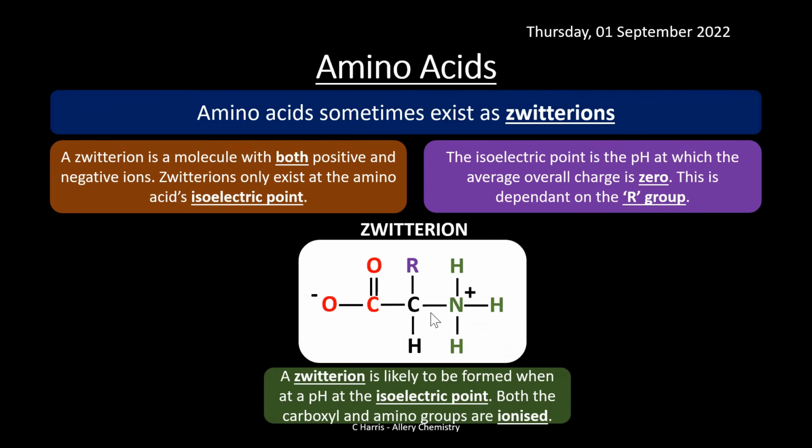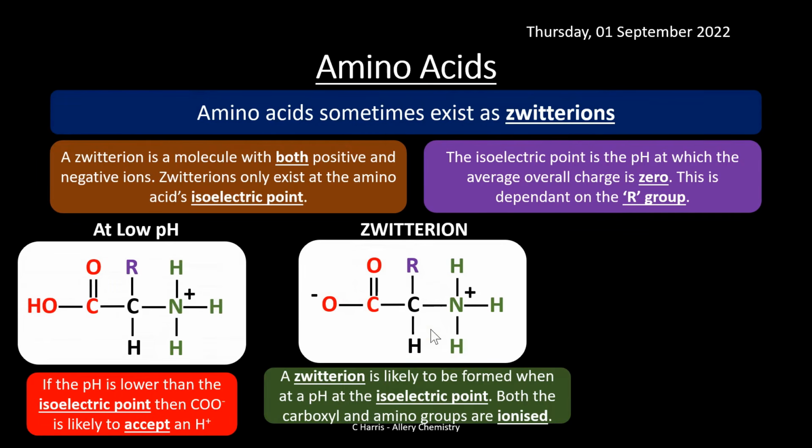And so both the carboxyl and amino groups are ionized. You can see here that you've got your amino group, which has the positive charge, and the carboxyl group has the negative charge. So if an amino acid is at its isoelectric point at a specific pH, then it will form this zwitterion, depending on what the R group is. The R group will change the isoelectric point for each amino acid.